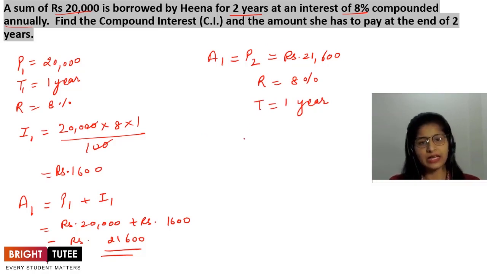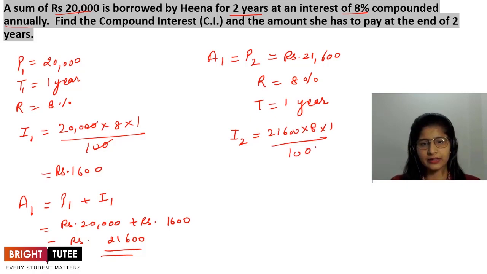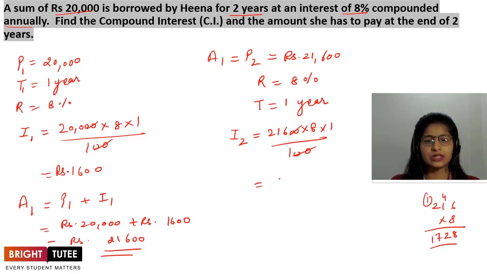So can we calculate the interest? Yes, I2 will be principal into rate into time divided by 100. Cancel it. How much do you get? We have to multiply 216 with 8. 8 6s are 48, carry 4. 8 1s are 8 and 4, 12. 1 is a carry. 8 2s are 16 and 1, 17. So 1728 is the interest for second year.